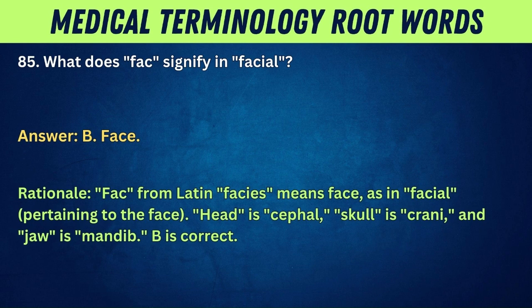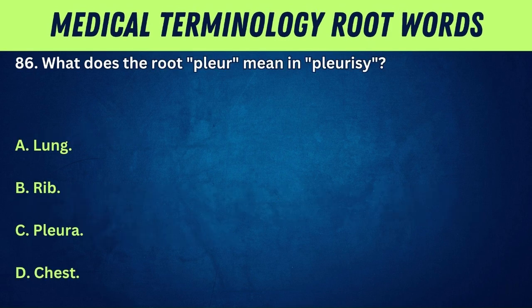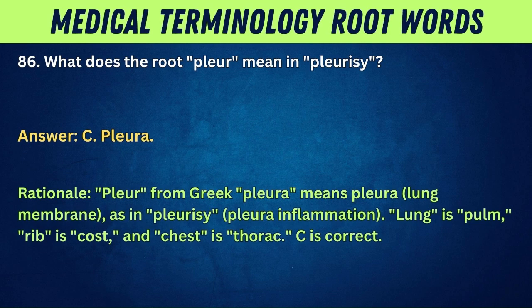Face. Rationale: fac from Latin facies means face, as in facial, pertaining to the face. Head is cephal, skull is crani, and jaw is mandib. B is correct. 86. What does the root pleur mean in pleurisy? A. Lung. B. Rib. C. Pleura. D. Chest. Answer: C.